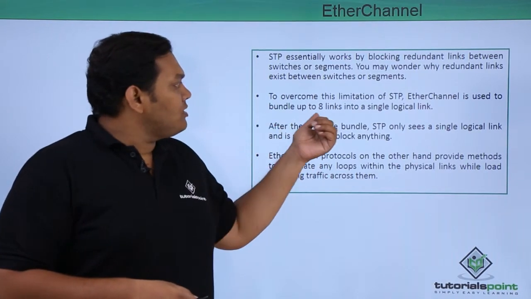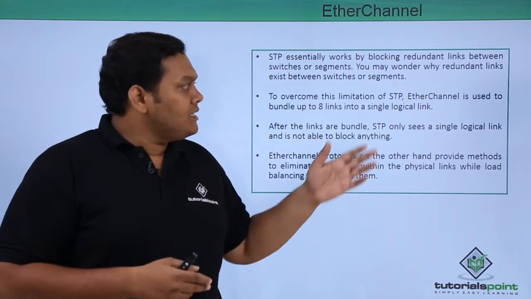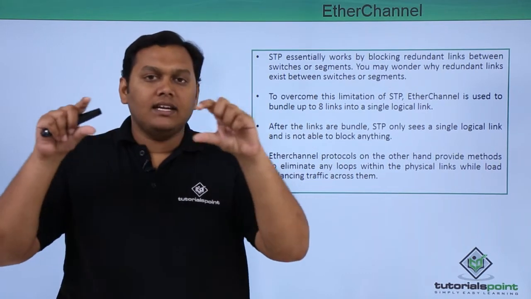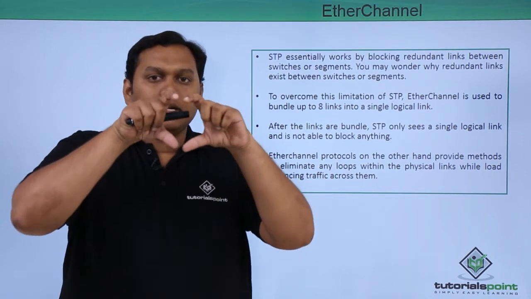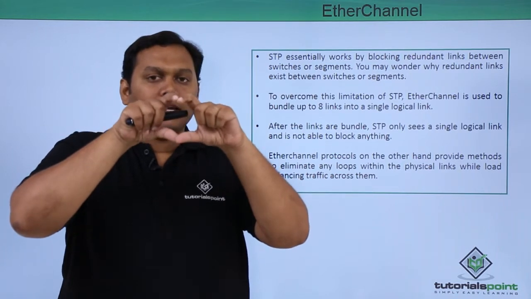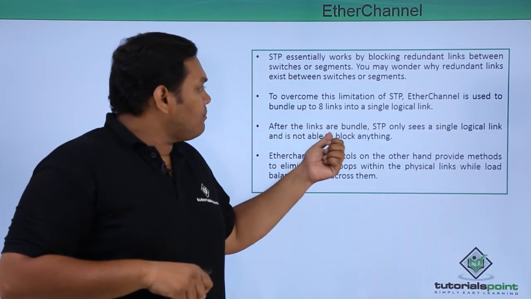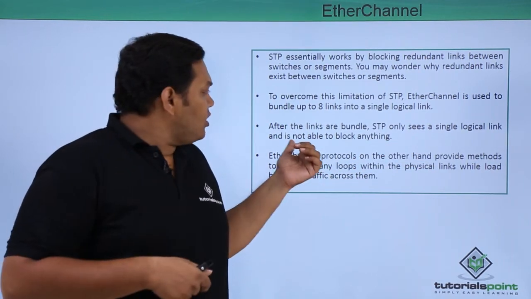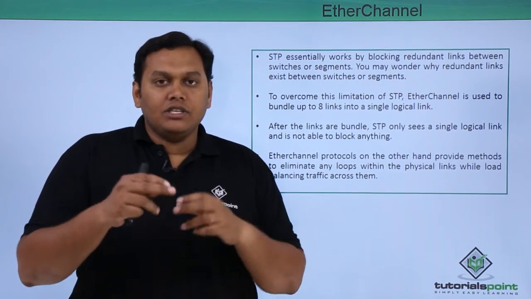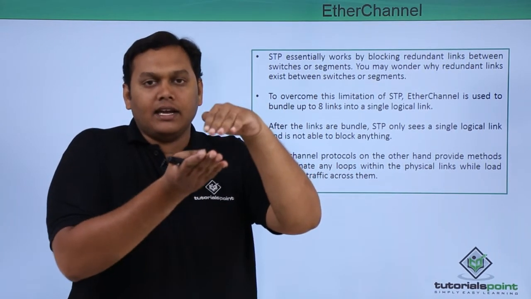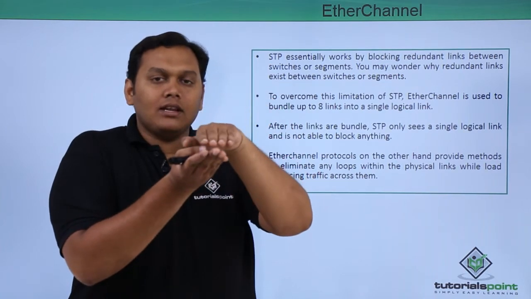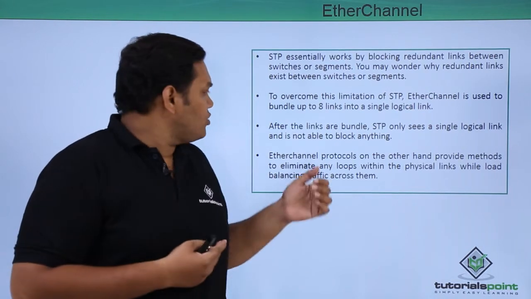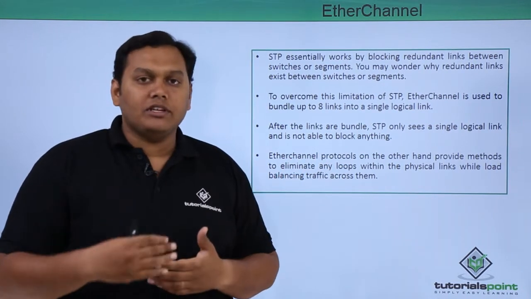To overcome this limitation of STP, Ethernet channel is used to bundle up 8 links into a single logical link. That means the redundant links will be bundled up into a single link. After the links are bundled, STP only sees that single logical link and is not able to block anything in it. So even if you have blockages in those 8 links, when you bundle them as a single logical link, STP only sees the single logical link and does not block anything with respect to that.